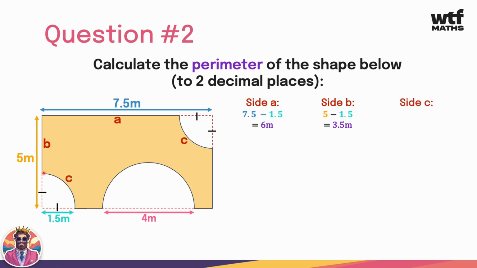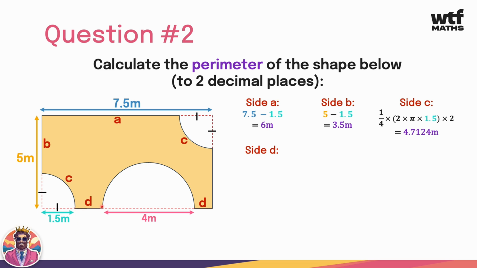Now, side C, I've called this curved section here, and it appears twice on this section here as well. So to work this out, we're going to have to find a quarter of a circumference and then times it by 2. So that's what I've done here. 1/4 times the circumference of a circle times 2, because there's 2 C's on the screen, gives us 4.7124.